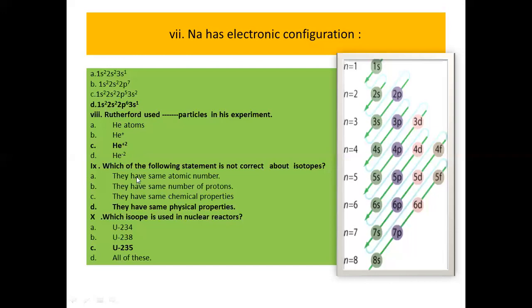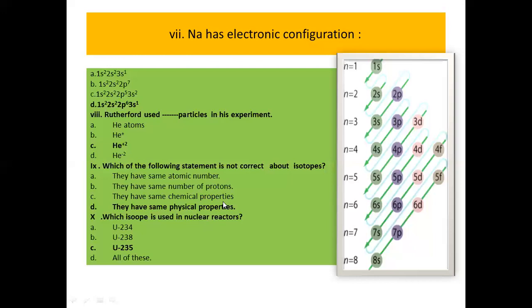Number 9, which of the following statements is not correct about isotopes? Isotopes have the same atomic number? Yes. Isotopes have the same number of protons? Yes. Isotopes have the same chemical properties? Yes, because chemical properties depend on the electrons present in the outermost shell or the valence shell.